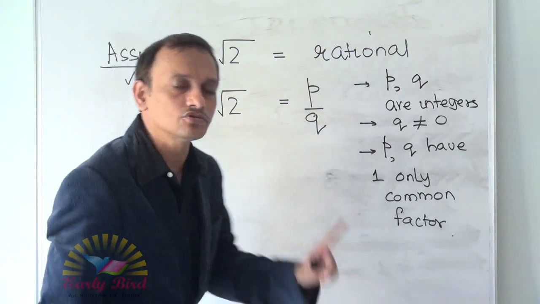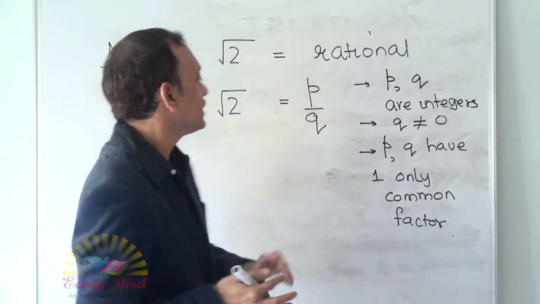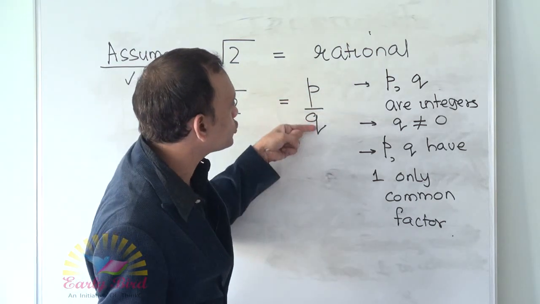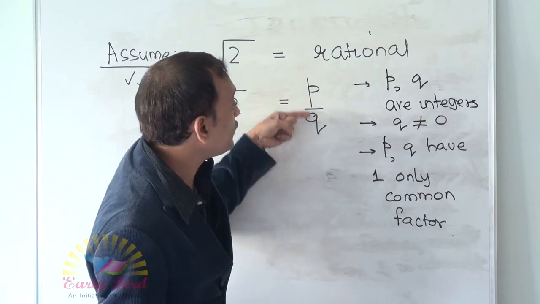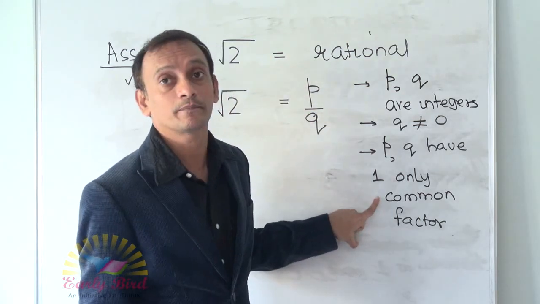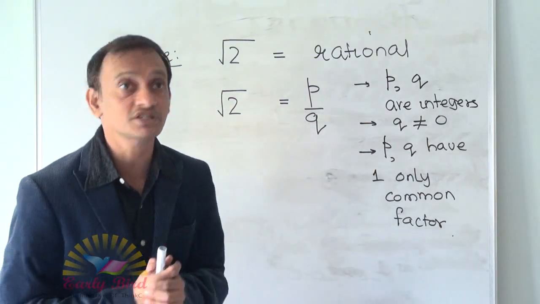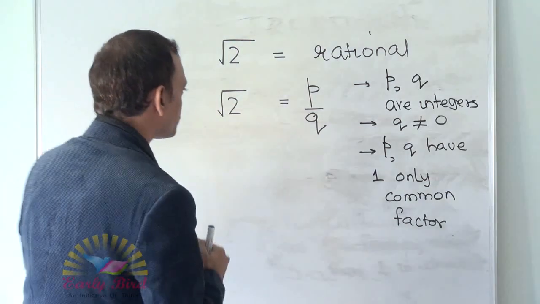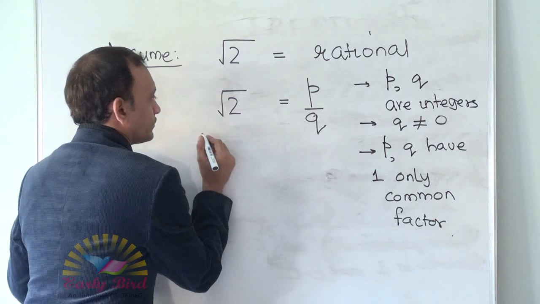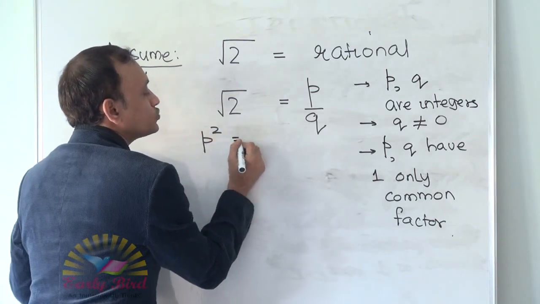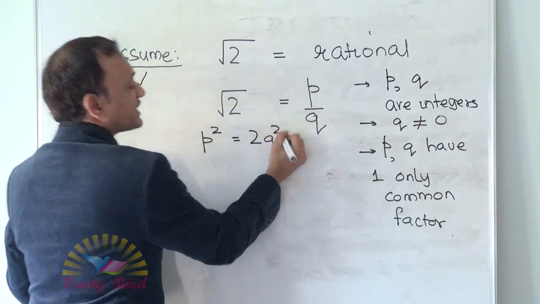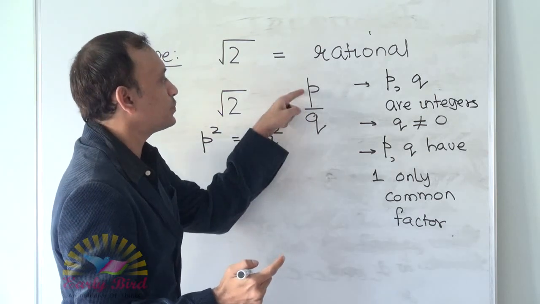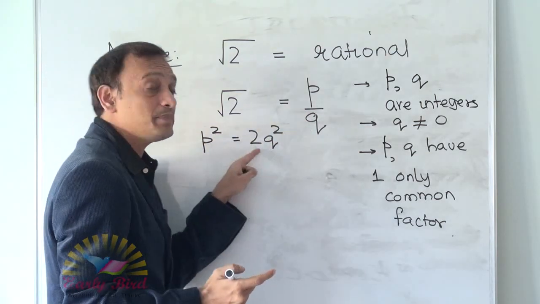Right? Eventually, I'm saying root 2 is rational, and therefore is expressible in its lowest form. In its lowest form, I say it's p by q, where p and q are integers, q is not 0, and the only factor common between p and q is 1. Let's assume this is true. Now, based on this assumption, let's carry out some more manipulations. If I square, root 2 becomes 2, and this becomes p squared by q squared. So p squared by q squared is 2. p squared then becomes 2q squared.